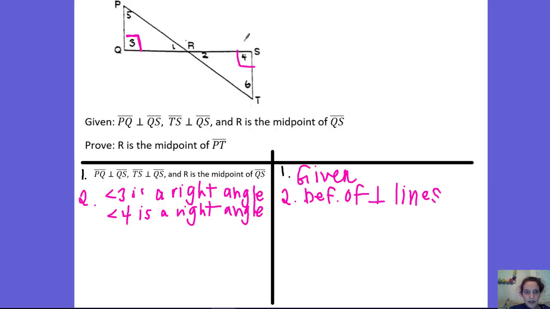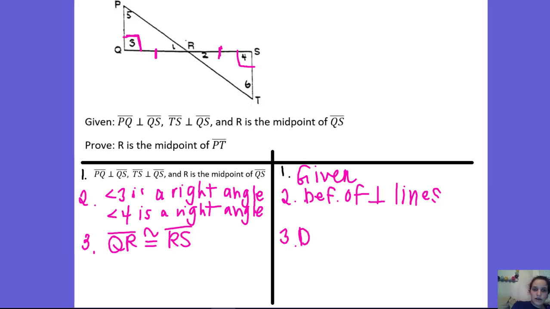Okay, then it tells me that R is the midpoint of QS. So if R is the midpoint of QS, then I can say that QR is congruent to RS, by the definition of a midpoint. And then I notice that we have some vertical angles, so angle 1 and angle 2 are congruent by the vertical angle theorem.